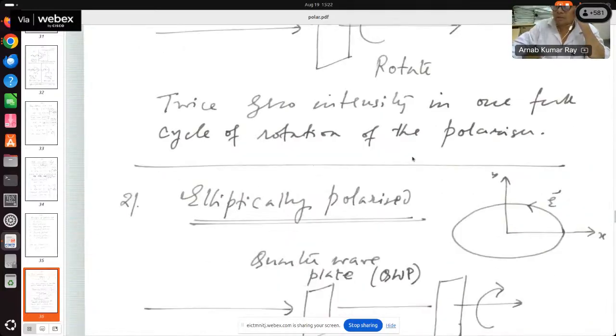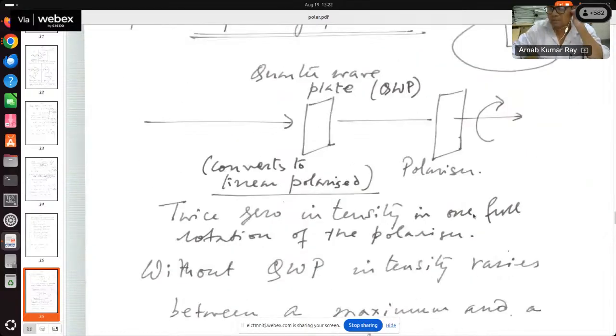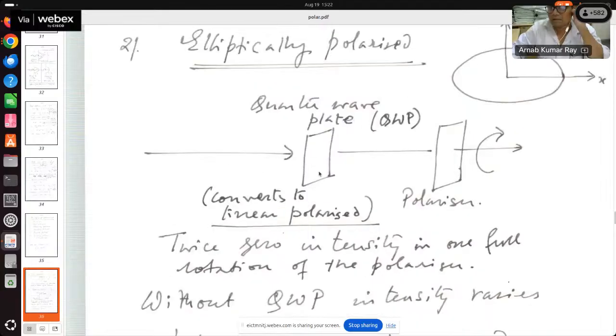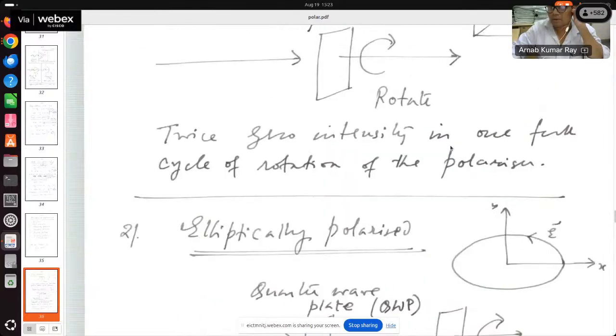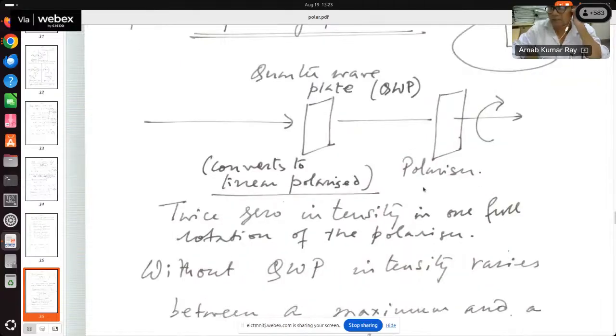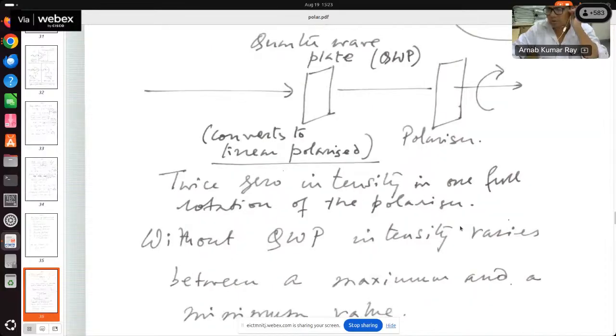So if you have to try all these things. Suppose you have been given the information that light has got a certain state of polarization. What will you do? You just make it pass through this analyzer, a quarter wave plate, and see what condition is satisfied. So twice zero intensity, with a quarter wave plate, QWP. When this elliptically polarized light coming from the left is passing through the quarter wave plate, it will be converted to a linearly polarized light, and then after that it will be made to pass through the analyzer, and this analyzer is also a polarizer in a sense. So total zero intensity in one full rotation of the polarizer or analyzer.